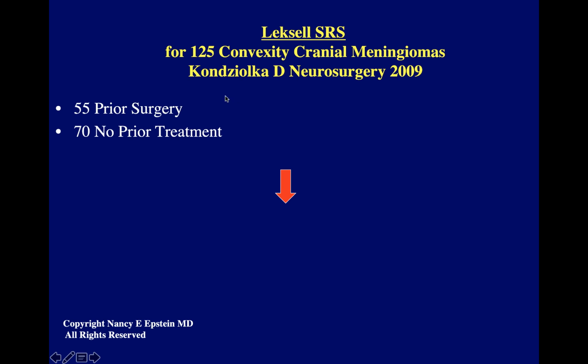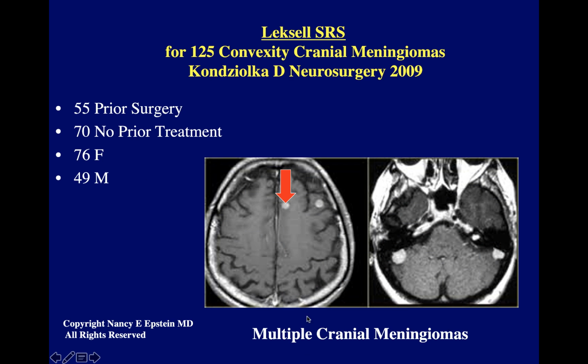Here's an example of a Leksell stereotactic radiosurgery series for 125 convexity cranial meningiomas in Kondziolka's study in Neurosurgery 2009. 55 had prior surgery and 70 had no prior treatment. 76 were females and 49 males, again, predominant female groupings. Multiple cranial meningiomas were seen in this case, seen here and here on the left, and then in the suboccipital region, first on the left and then on the right.